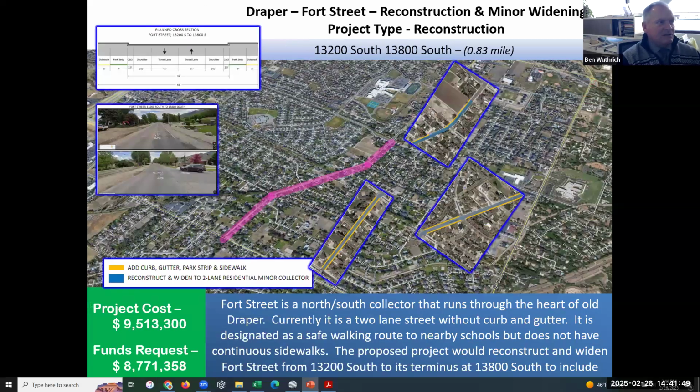The next project is a request from Draper. This is a request on Fort Street to reconstruct with some minor widening for a uniform cross section between 132 South and 138 South, about 8/10 of a mile in length. Estimated project cost is 9.5 plus million. Funds being requested are 8.7 plus million. In addition to the reconstruction of the road, it will provide curb, gutter, and sidewalks on both sides.